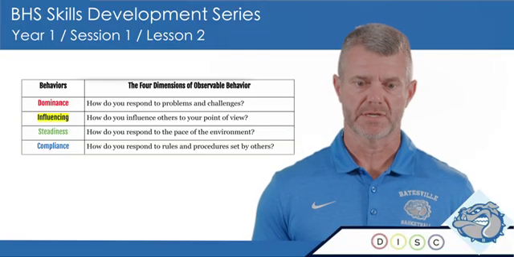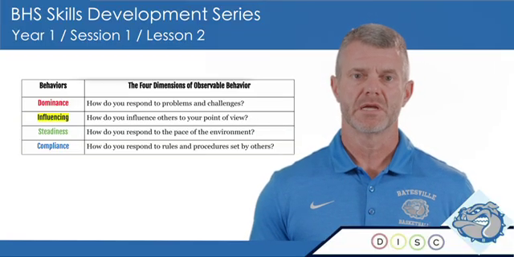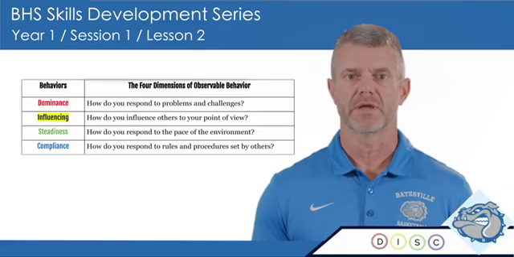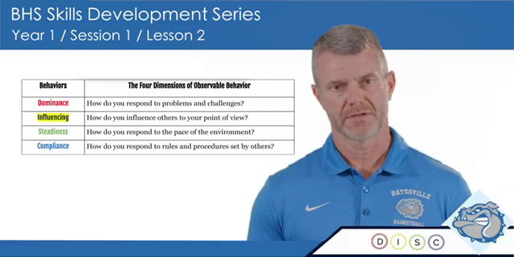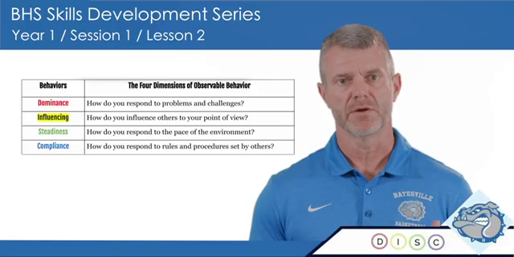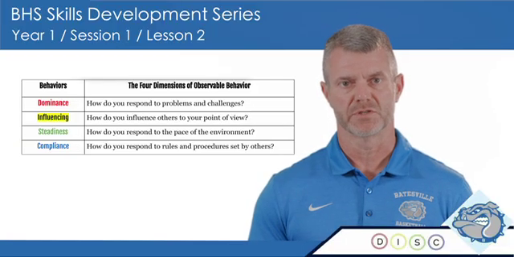The same with the S. How do you respond to the pace of the environment? If you have a high steadiness score, you typically have responses to the pace of the environment. If you have a low steadiness score, you have typical responses to that. We want to be able to determine the difference of the both.